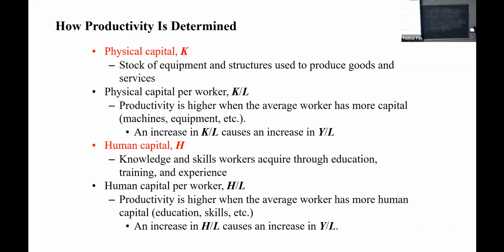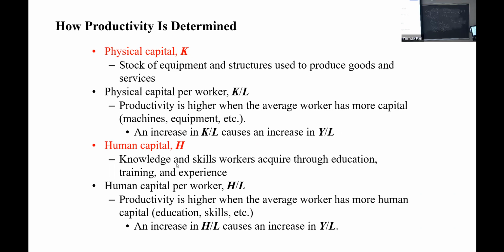Like before, if we didn't have any machines, we did everything with our bare hands, so our productivity was really low. But today, when we have machines, computers, and so on, our productivity has increased a lot. So an increase in K over L, or physical capital per worker, causes an increase in productivity.